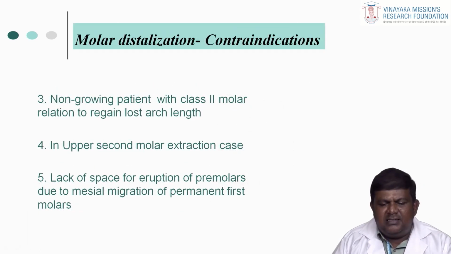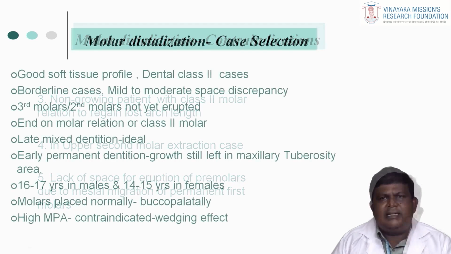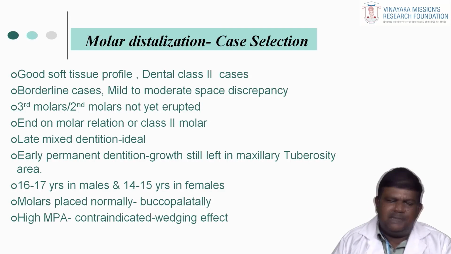Contraindications of molar distalization: non-growing patients with class 2 molar relation to regain lost arch length. Upper second molar extraction cases: lack of space for eruption of premolar due to mesial migration of first molars. Case selection for molar distalization: there should be a good soft tissue profile and dental class 2 cases. Borderline cases: mild to moderate space discrepancy.